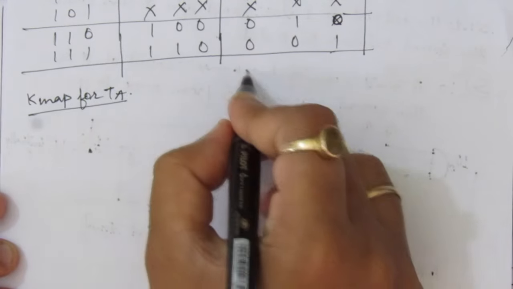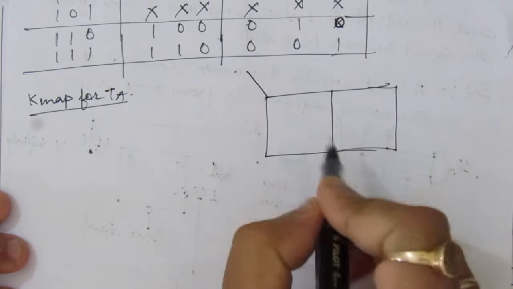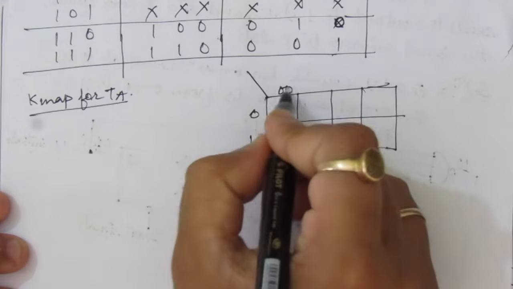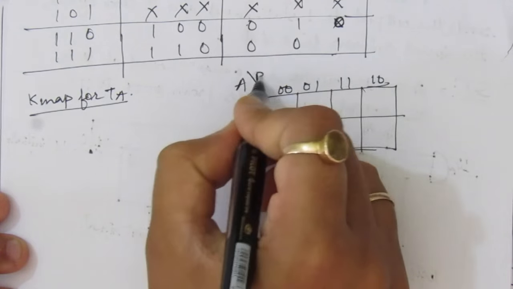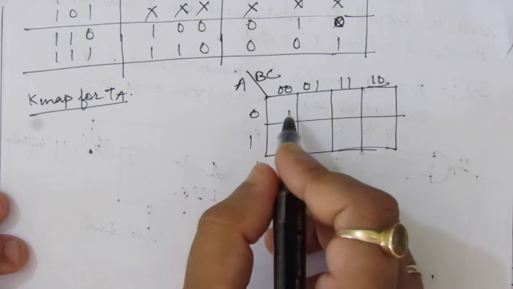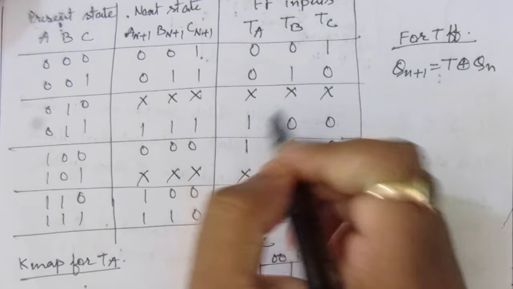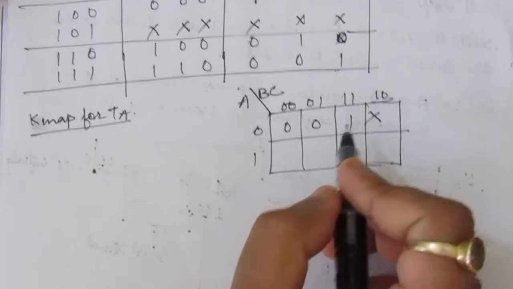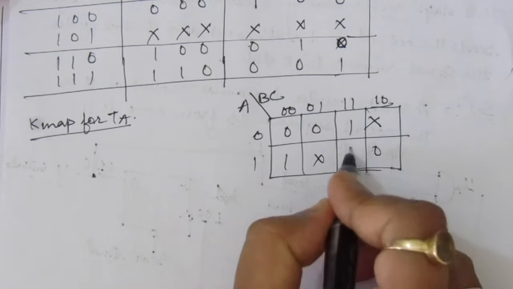For TA we will have a 3 variable map because we have 3 input variables A, B and C. So here we'll have to fill up with the TA values. So TA value is 0 0 don't care 1, then we have 1 don't care 0 0.